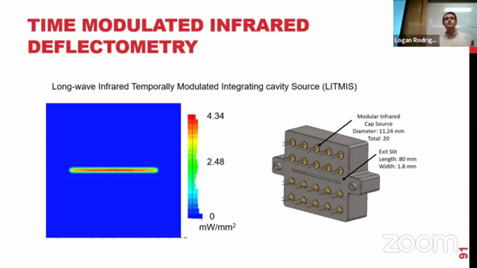Based on guidance from Dr. Koshal, we went with an integrating box design. Basically, it's an aluminum box. You shine the light into it using these caps. The light hits a rough surface. So instead of specularly reflecting, instead of hitting the surface and bouncing off in one direction, it hits the surface and spreads out everywhere. It bounces around, and eventually it reaches this exit slit. This exit slit is cut into the top of the box, and the light reaches it and leaves the box. And it doesn't just leave the box in one direction, it leaves over a spread of directions, which is very important for deflectometry.